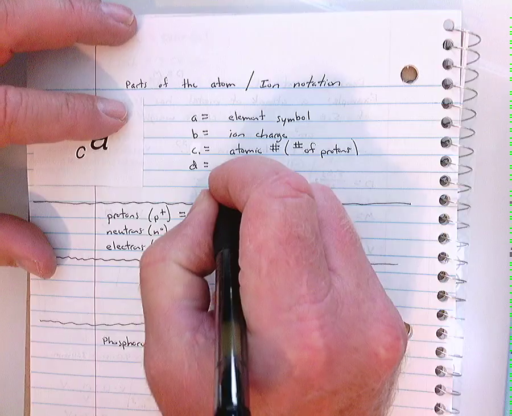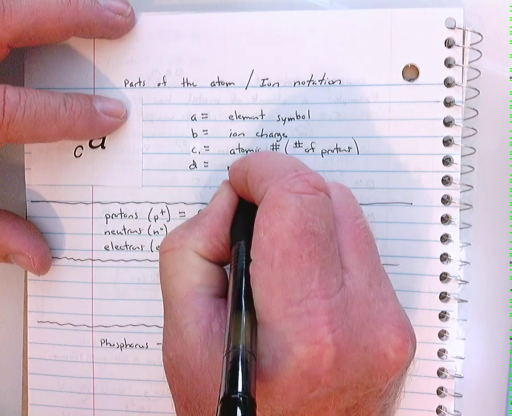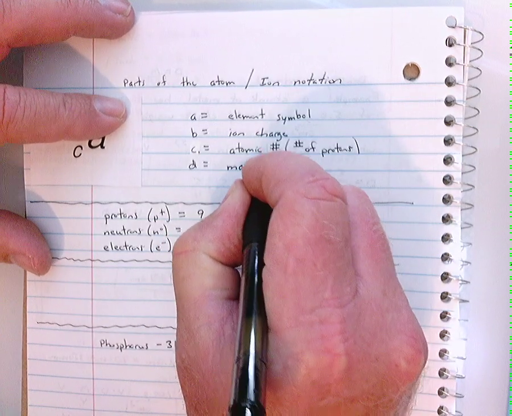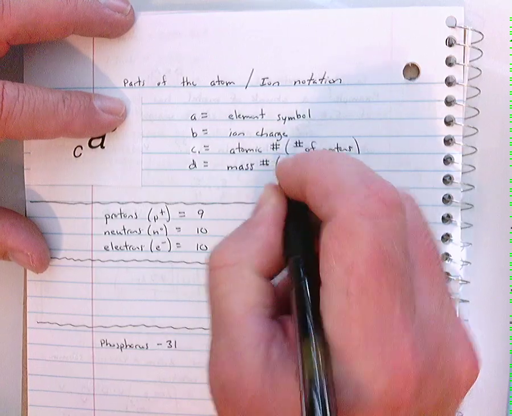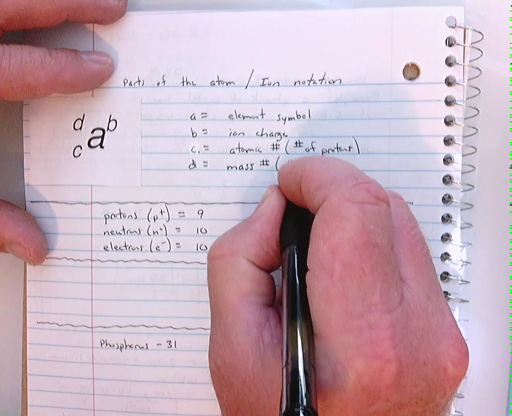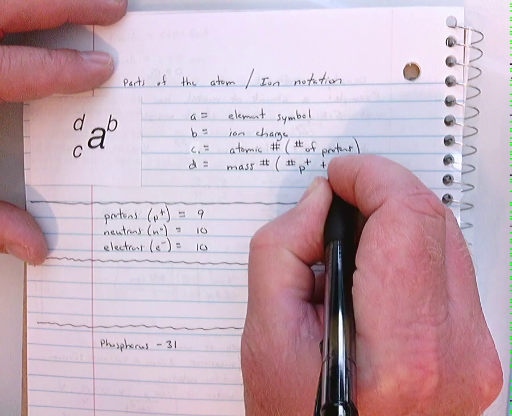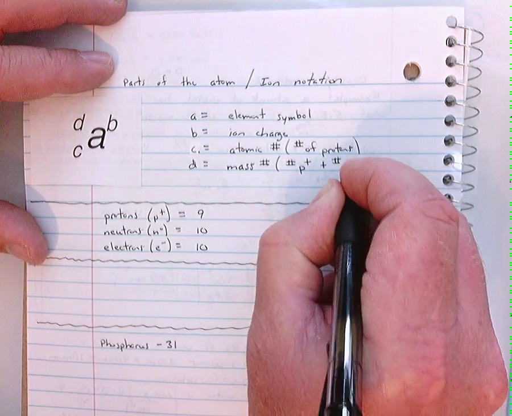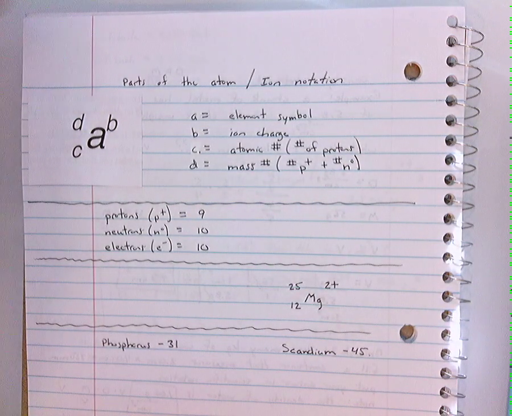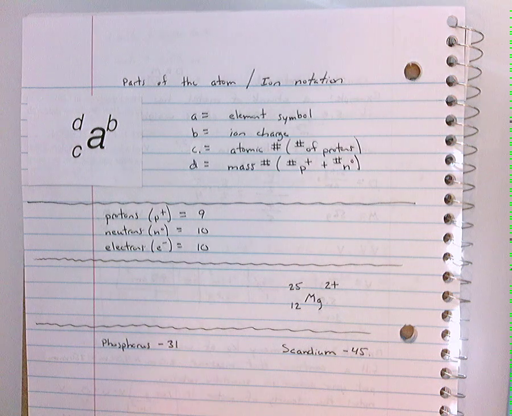Finally, D is the mass number, which is found by adding the number of protons and the number of neutrons. Remember that the majority of the mass of an atom is in its nucleus in the forms of protons and neutrons, and electrons circle the nucleus and weigh virtually nothing or have very little mass.